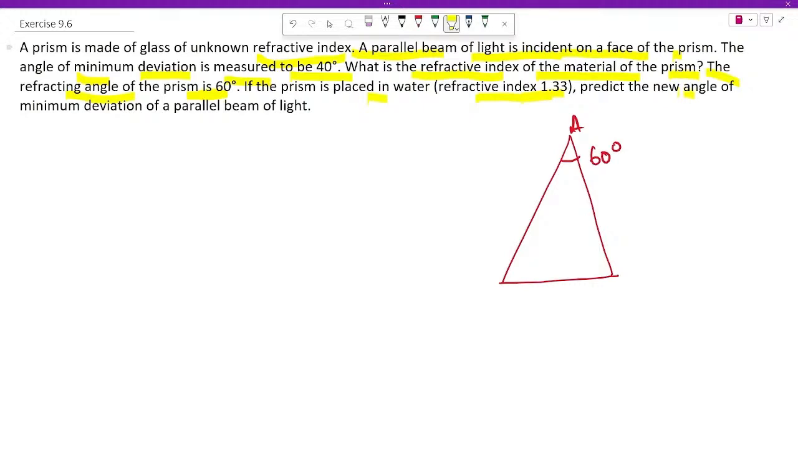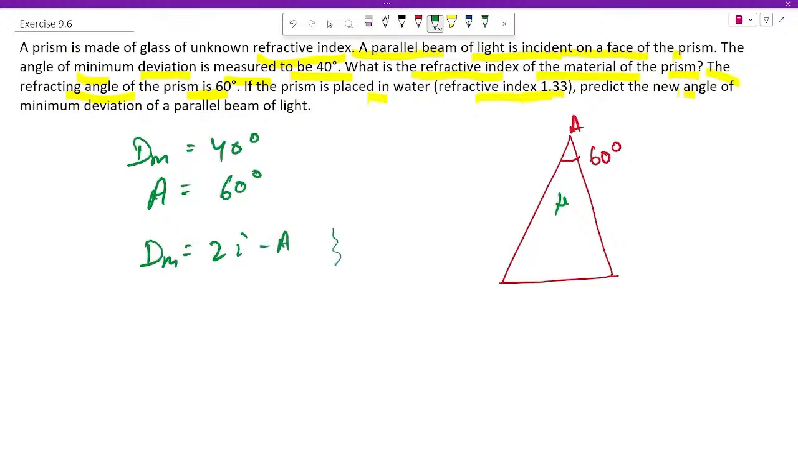So here we have been given the value of minimum deviation. Let us symbolize it with dm. It is 40 degrees. We have to find the refractive index of this prism, and one more thing we have been given: the refracting angle of the prism, that is the vertex angle, which is 60 degrees. So we can symbolize it with A as 60 degrees. Now we know from the definition of minimum deviation that dm is equal to 2 times i minus A. Here i is the angle of incidence and it is equal to the angle of emergence for minimum deviation.